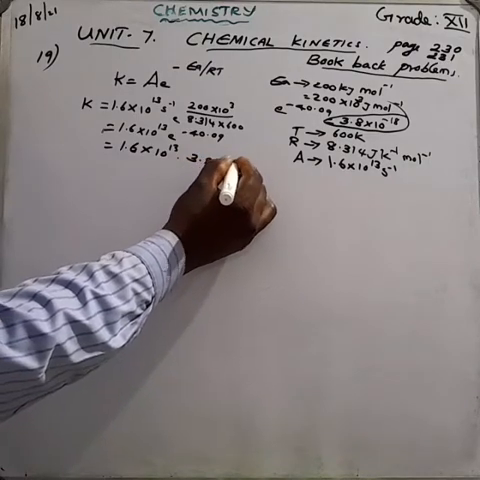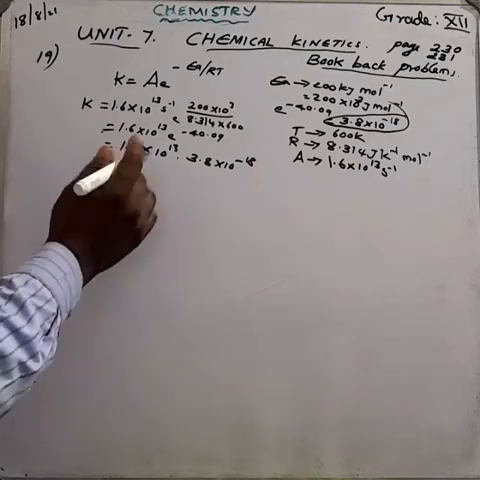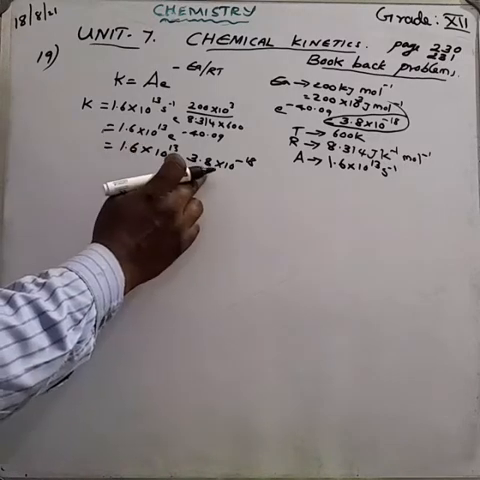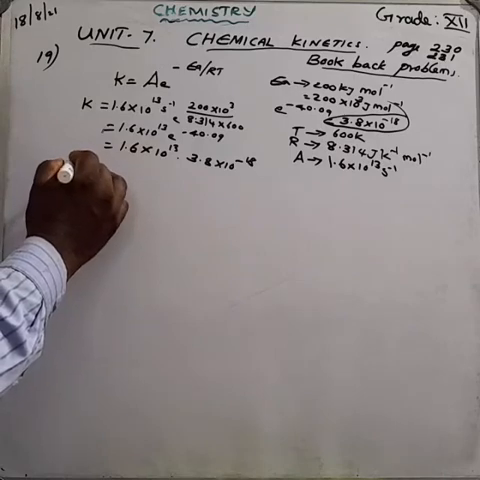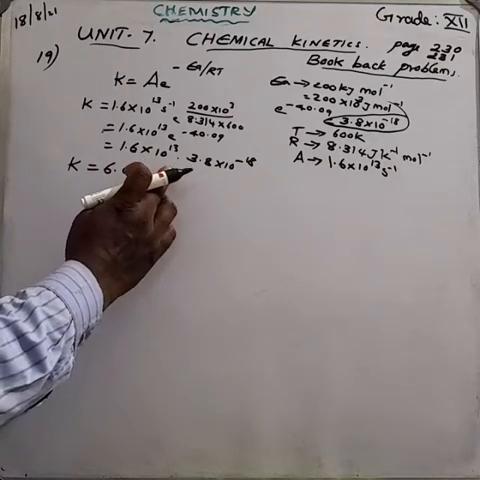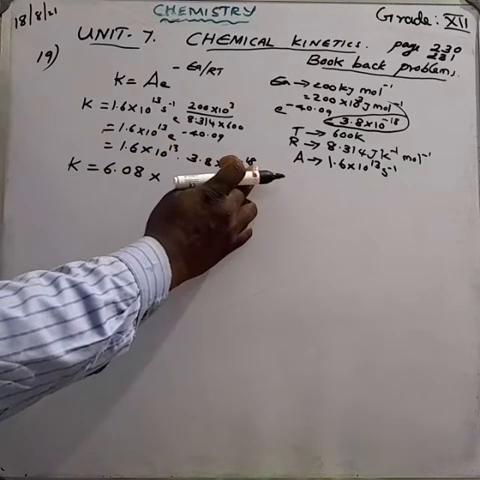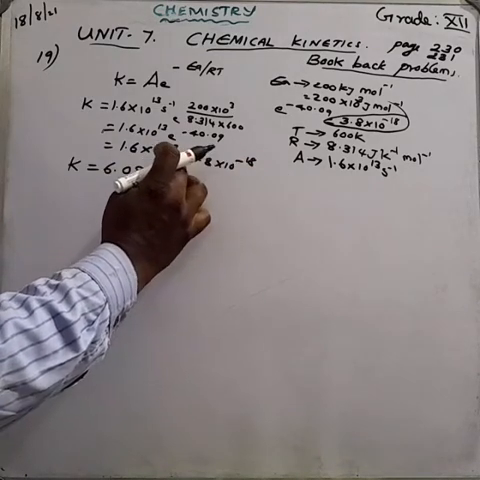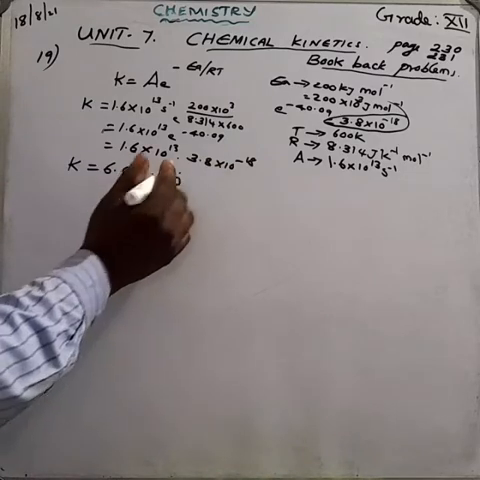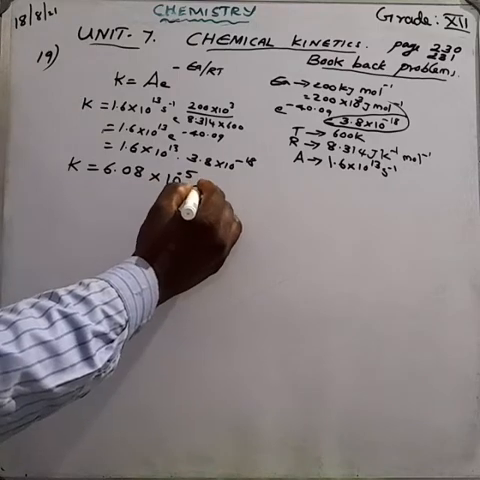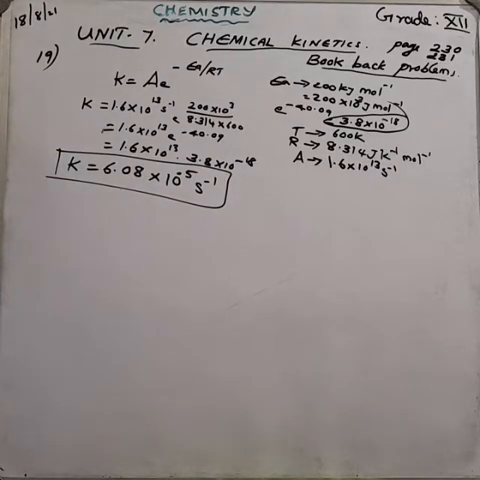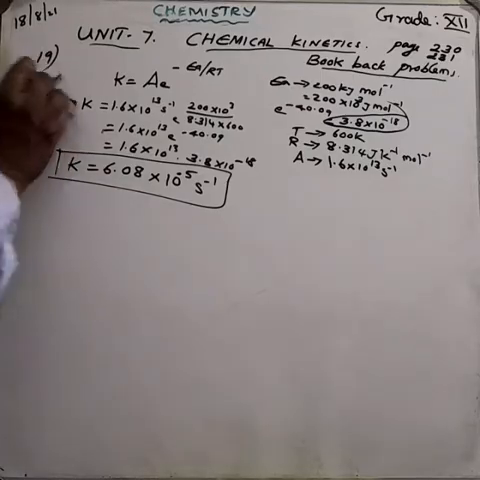So we are multiplying 1.6 into 3.8, and we get the value 6.08. Next we have to find the power value. Here we have 10 raised to 13 and 10 raised to minus 18. So we get the value 6.08 into 10 raised to minus 5 second inverse. k is equal to 6.08 into 10 raised to minus 5 second inverse. That is the answer for problem number 19.